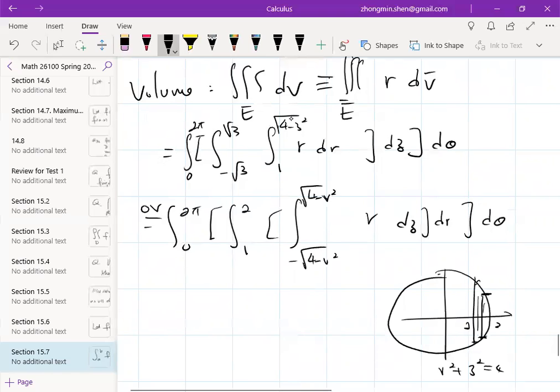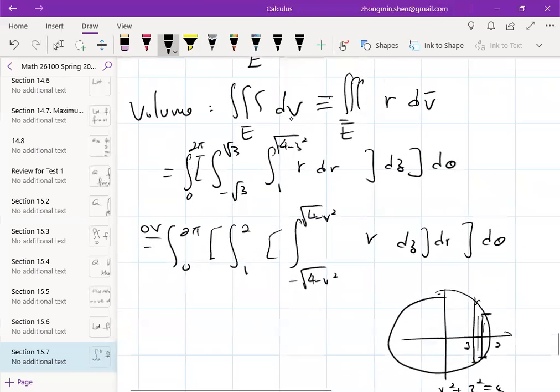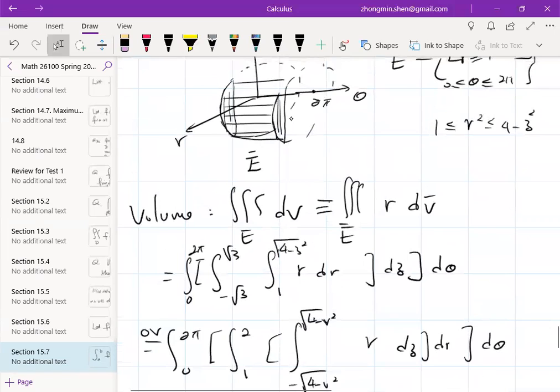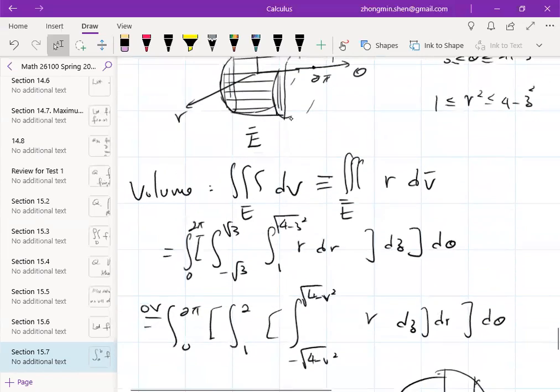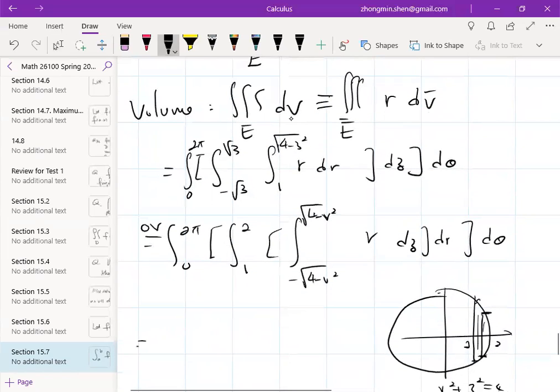So in either case, you got the triple iterated integral. Okay, what I'm doing here is writing down the triple iterated integral directly. If you do it step by step, then you have a double integral over D bar, something like R dA bar and d theta. Okay, so this is D bar.